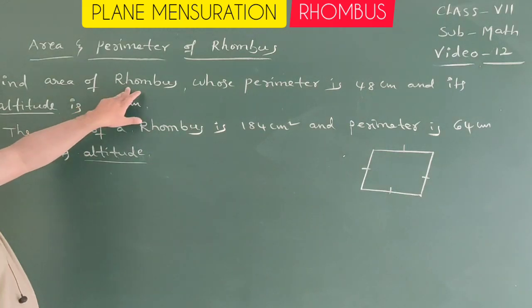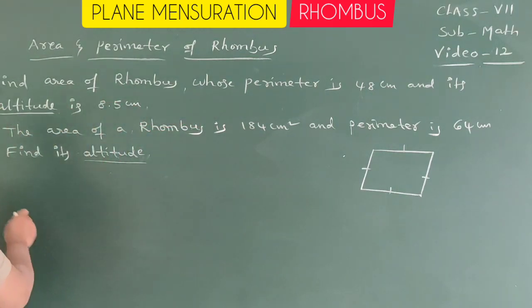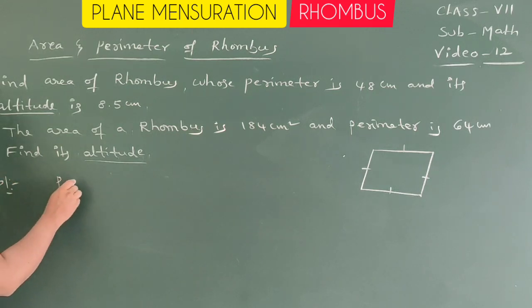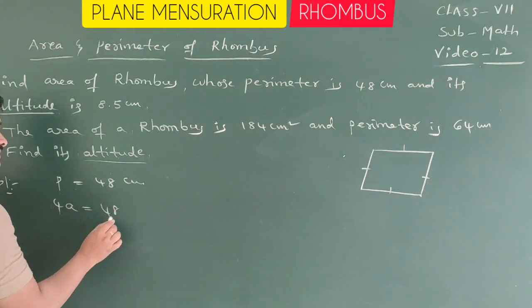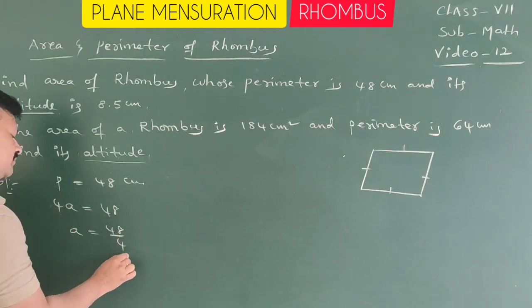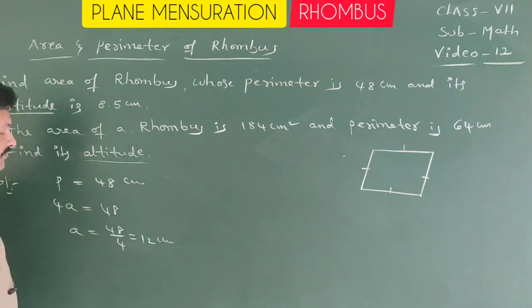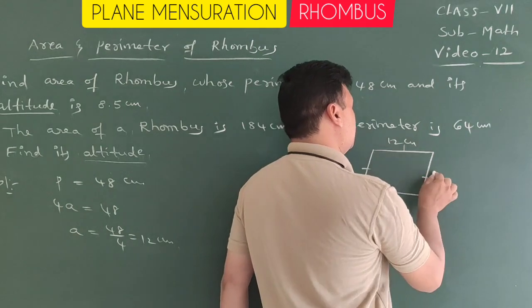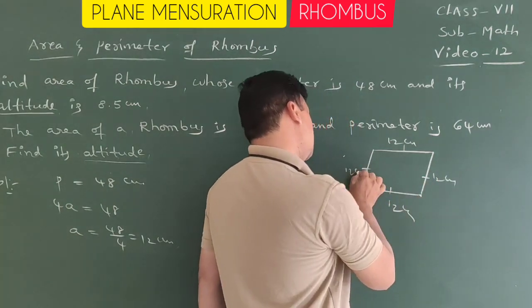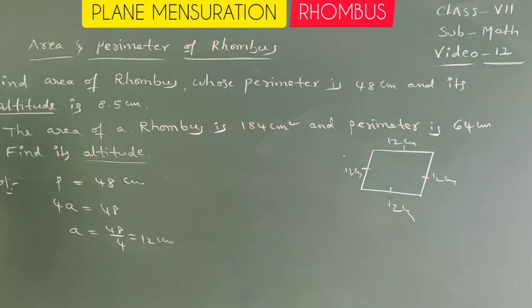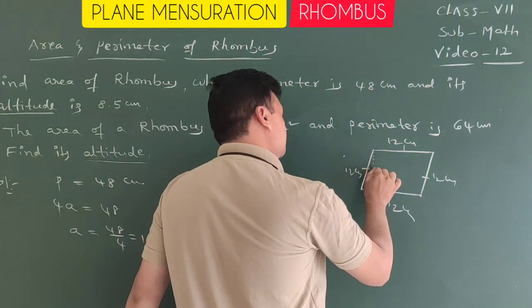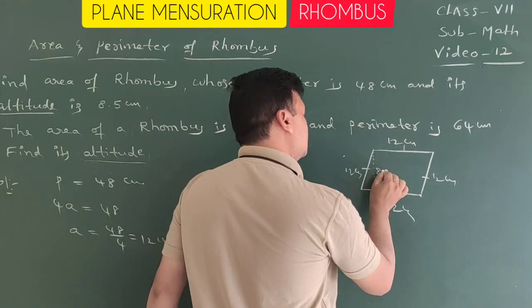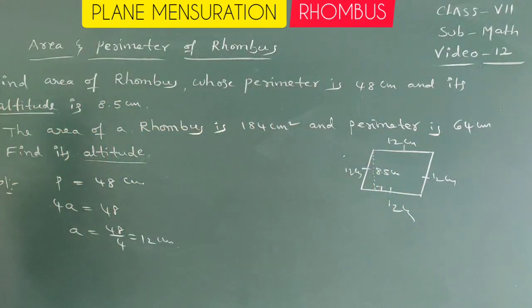So here perimeter is 48. First problem, perimeter equals 48 centimeters. That means 4a equals 48, a equals 48 by 4, that is 12 centimeters. So each side measures 12 centimeters, 12 centimeters, 12 centimeters and 12 centimeters. Now altitude 8.5 centimeters, that is nothing but h.